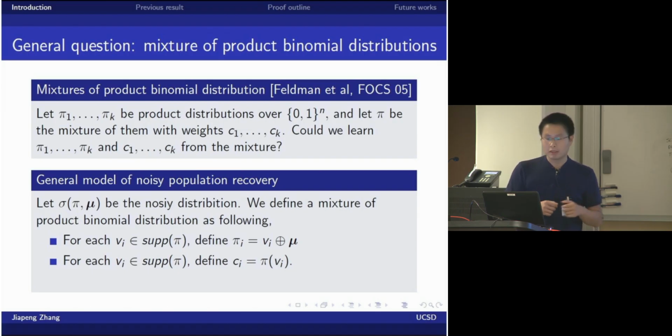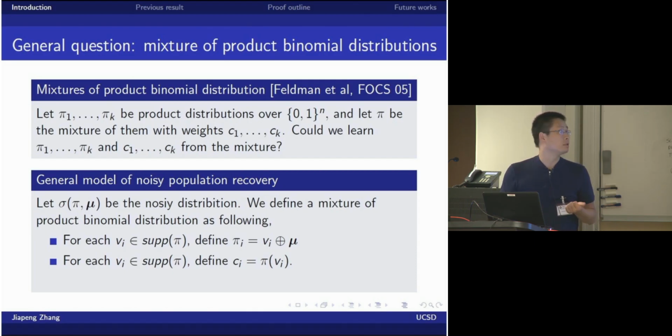We can give the following simple reduction. If you have a noisy distribution from pi and mu, we can easily define a mixture of product binomial distributions. For each v_i in the support set, we define pi_i to be v_i plus the noise. v_i is a fixed string, and v_i plus noise is just a product distribution. Then we can mix them according to pi, and we get a mixture of product binomial distributions.